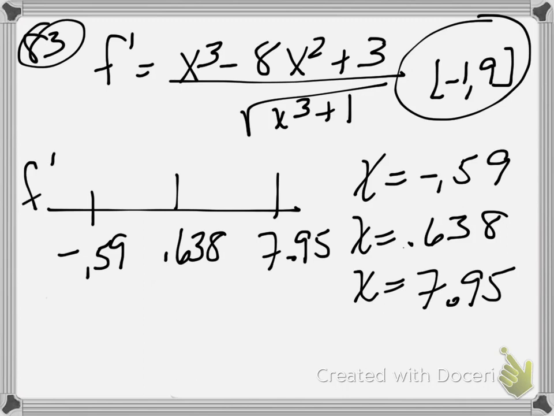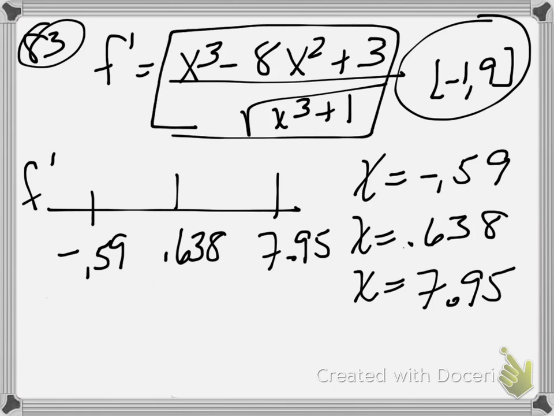Okay, so you're going to take values to the left and right of all of these intervals, and you're going to put it in your calculator. So the easiest way to do that is to put this function right here into your y equals, and then just go to table and pick numbers that fall to the left and to the right of these different 3 values. When you do that, you will get negative, positive, negative, positive.